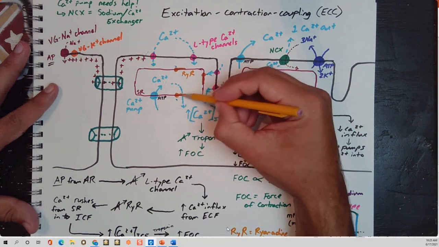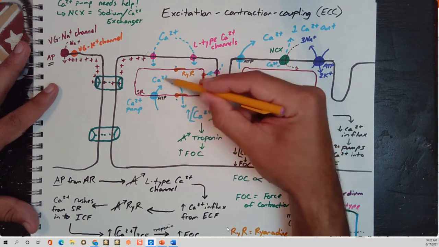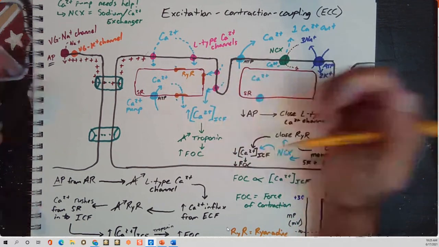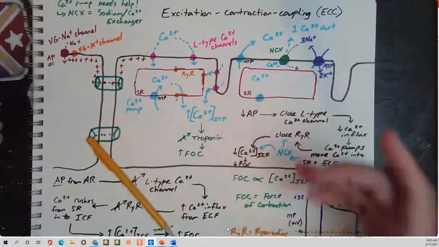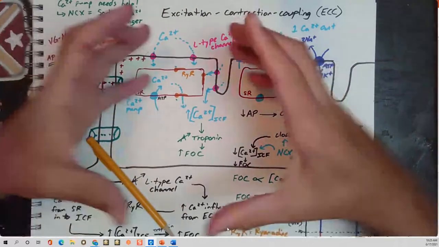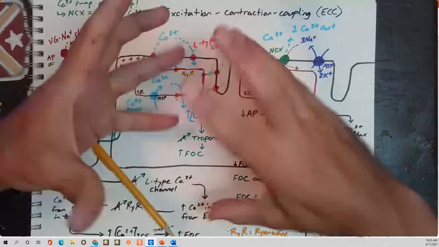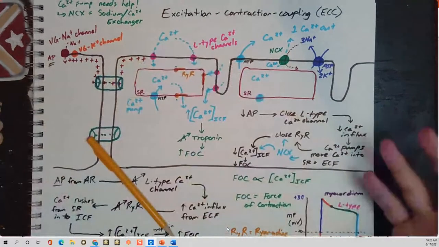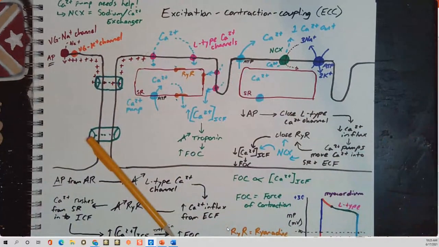Now, when the ryanodine receptors close, calcium's removed from the ICF faster, thus we relax faster. Everything's going faster. Because what have I been trying to teach you? It doesn't matter how fast your heart beats. It doesn't matter how strong your heart beats. If there's no damn blood in a heart, who cares?